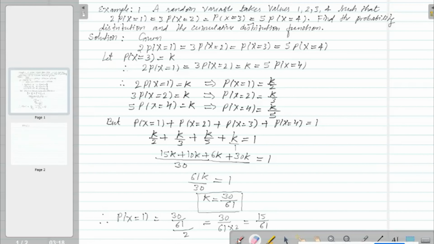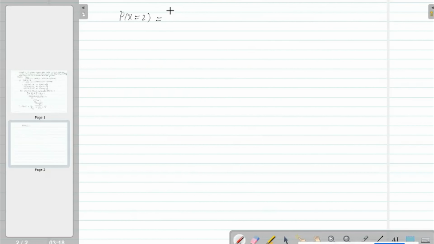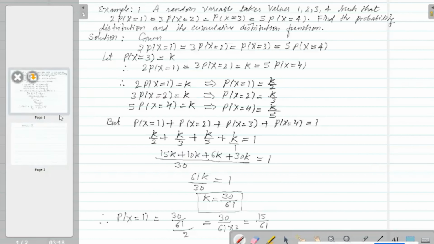ओके, p of x2 that is k by 3, k is what, your k is how much, 30 by 61, and divide by how much? कितना था, divide by 3. So this equal to 30 by 61 by 3, this is what, 10 by 61.